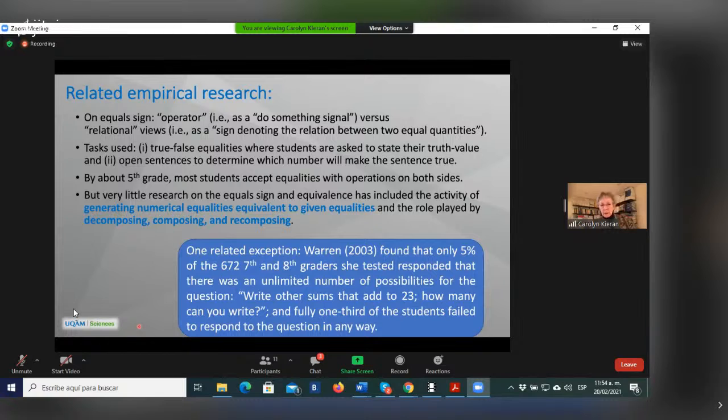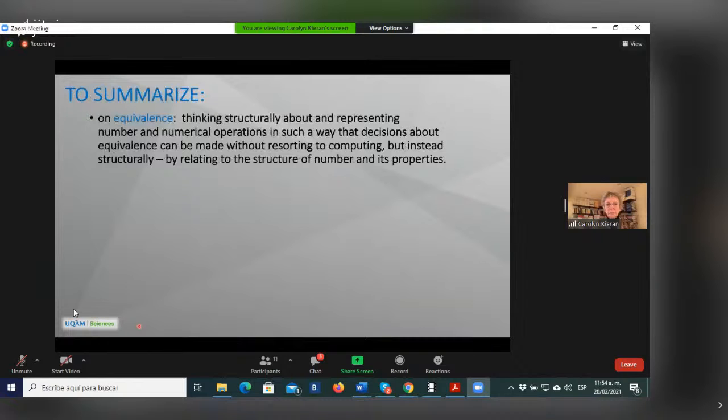One related exception to this very little amount of research is the work of Elizabeth Warren, who found that only 5% of the 672 7th and 8th graders she tested responded that there was an unlimited number of possibilities for the question, write other sums that add to 23. How many can you write? And fully 1/3 of the students failed to respond to the question in any way.